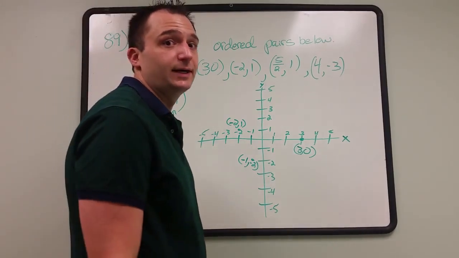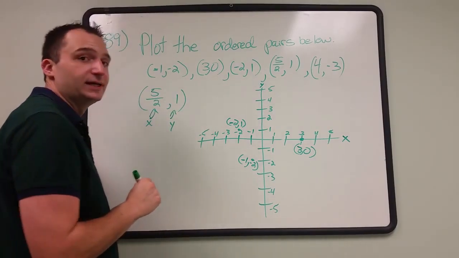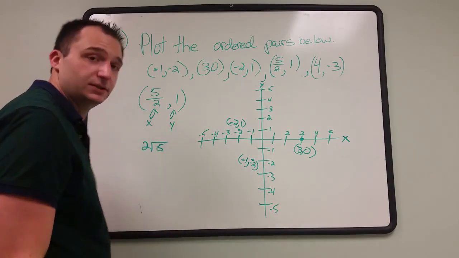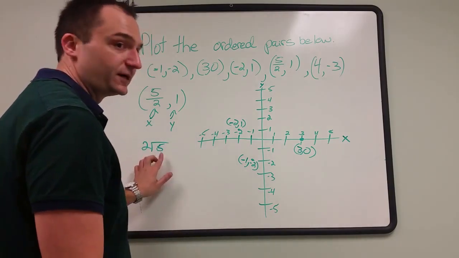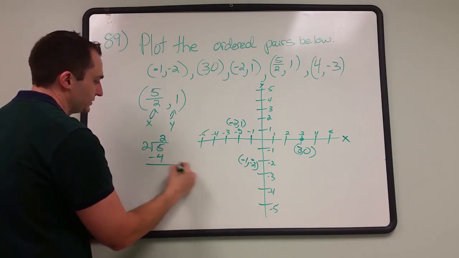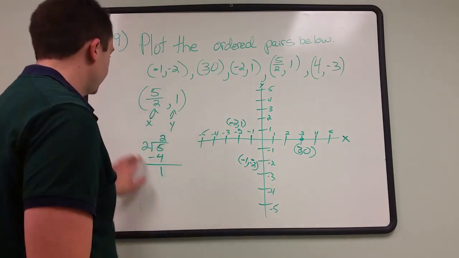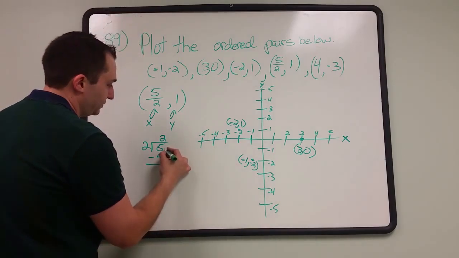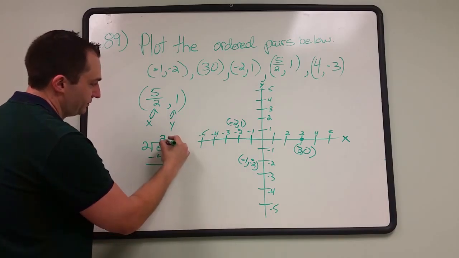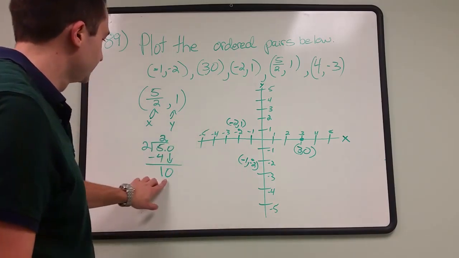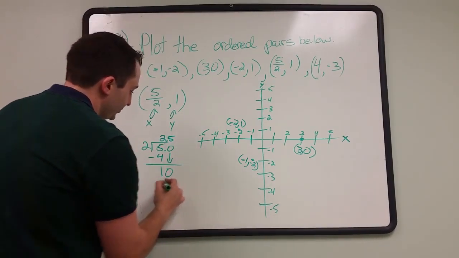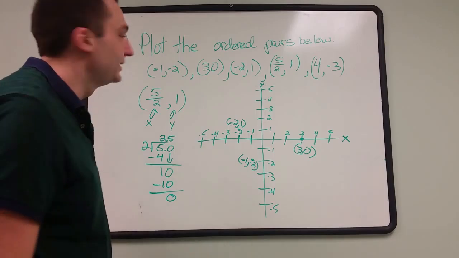The easiest way to do that would be to convert 5 halves to a decimal. So you can put the 5 inside and the 2 goes outside. So then how many times does 2 go into 5? It goes into twice. 2 times 2 is 4. You subtract. You have 1. And 2 doesn't go into 1, so we're going to put a decimal point and a 0. Bring down the 0. Carry up your decimal point. So 2 goes into 10 5 times. 5 times 2 is 10. You subtract, and you have a 0 remainder.